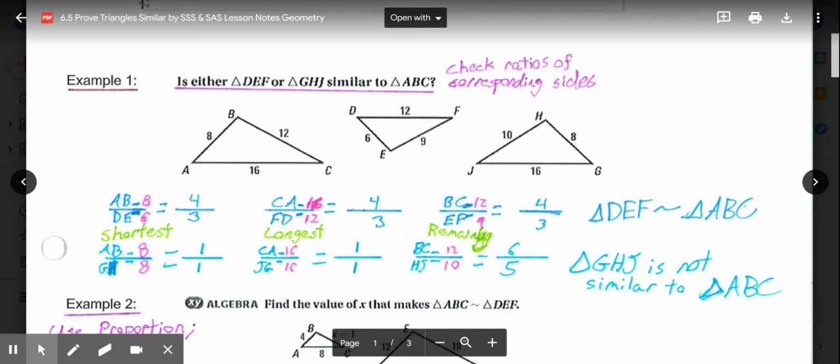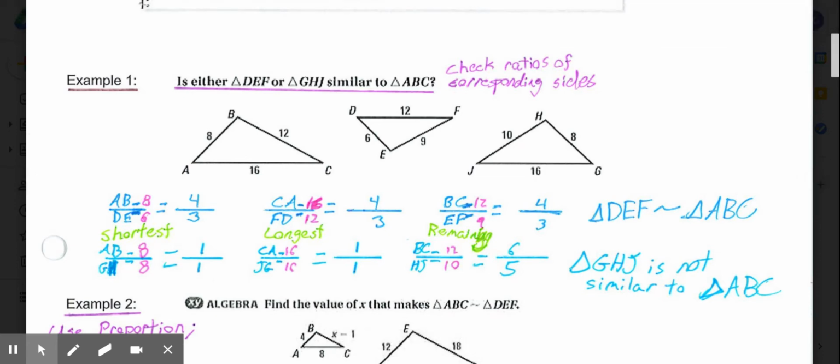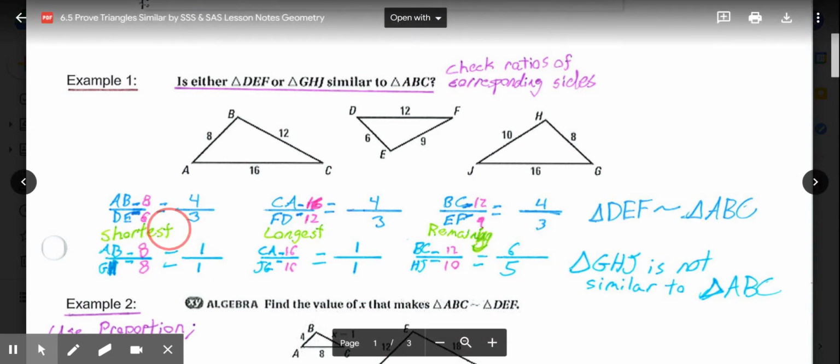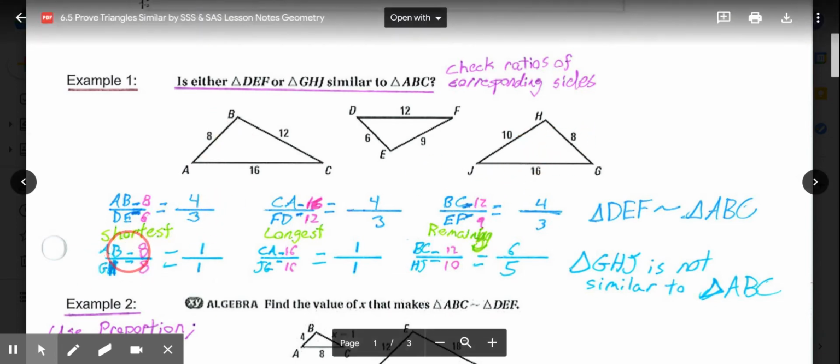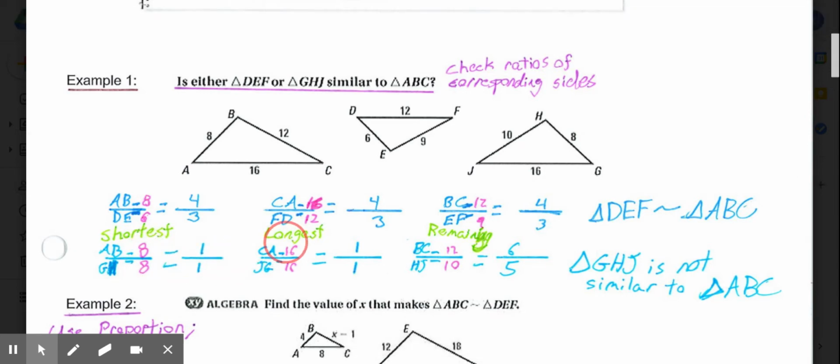Now we need to check triangle GHJ. In this case, we're going to start with the shortest sides again. AB is our shortest here over GH, the shortest on this one, which would be 8 over 8, simplifies to 1 over 1. And then we'll do the same with the longest sides off of each. So CA over JG, 16 over 16 is 1 over 1.